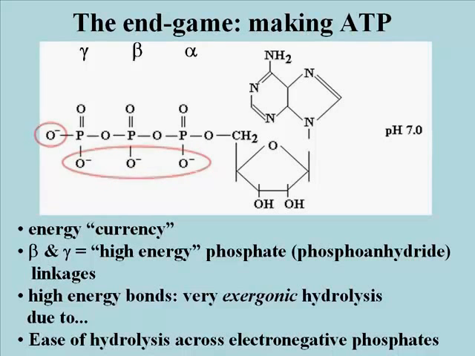The water addition is made easier because the phosphates are very electronegative, creating an effect of repulsion between the phosphates. The hydrolysis of the beta-gamma and of the alpha-beta phosphate linkages release considerable free energy that can be used to do different kinds of cellular work.